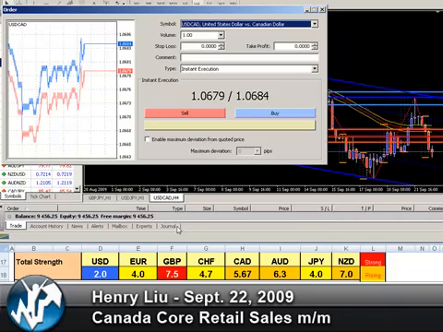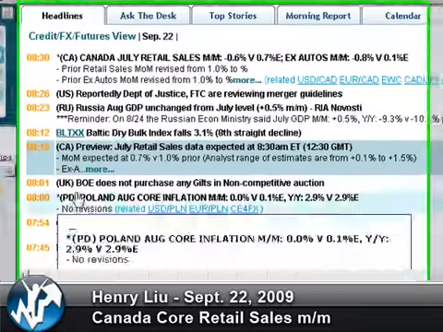Alright, it's coming out. Minus 0.6% for retail sales and minus 0.8% for retail sales less autos for Canada, both below expectations. Prior, less autos revised to 1.1% from 1.0%, no revision to prior retail sales for Canadian July data.